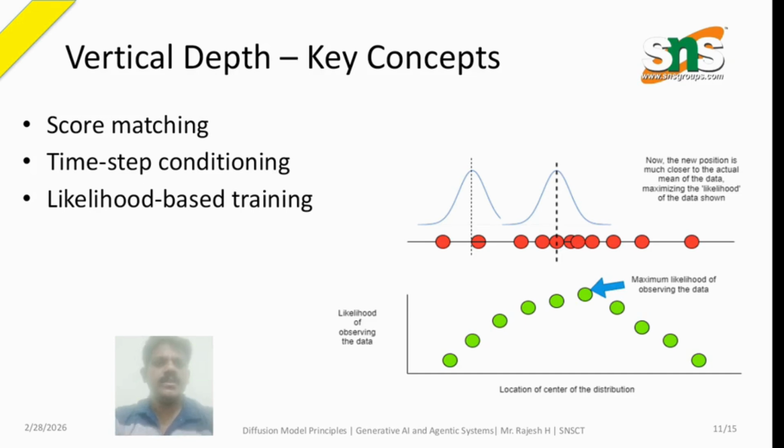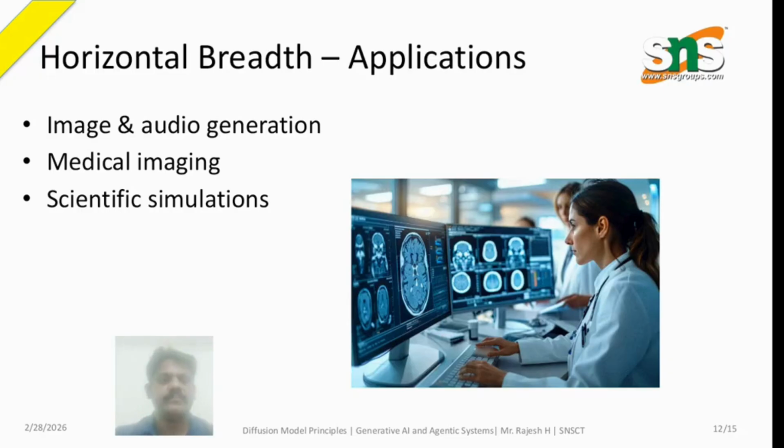So here the applications are matching, time step conditioning and likelihood based training. Here we have two sets of data. You can see the learning curve. Now here the maximum likelihood of the observed data is highlighted with the arrow mark, and in the x-axis the location of the center of the distribution, and in the y-axis the likelihood of the observed data. So the new position is much closer to the actual mean of the data. The applications here are used in image and audio generation, medical imaging and scientific simulations.